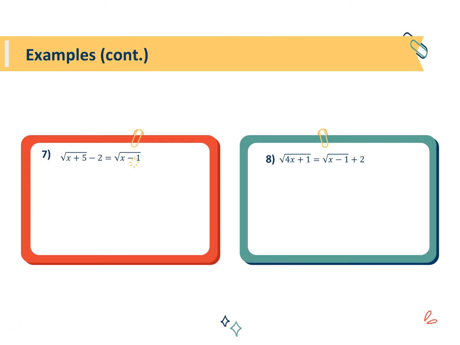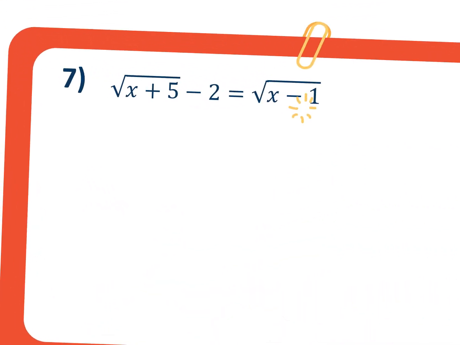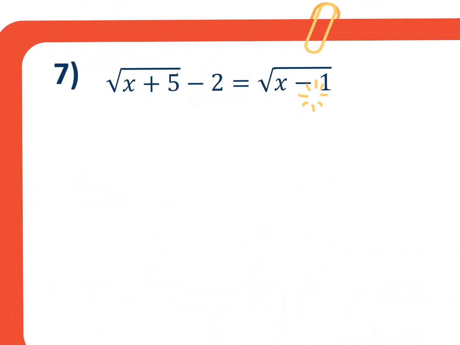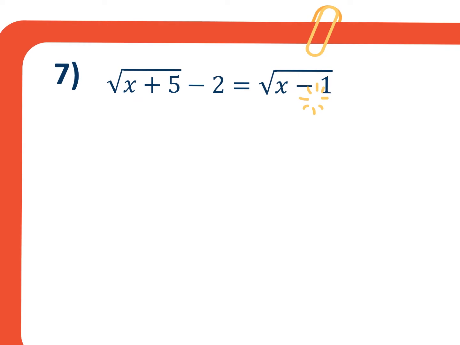So notice here, I've got 2 square roots. Again, your first step is always going to be to isolate one of the radicals. And if you notice already, the right side's already isolated. So I'm just going to go ahead and start my squaring process. So let me go ahead and just rewrite this. So the square root of x plus 5, minus 2 equals the square root of x minus 1.